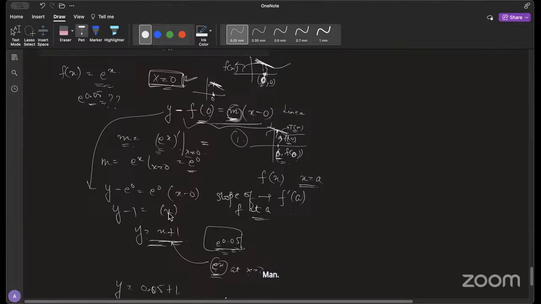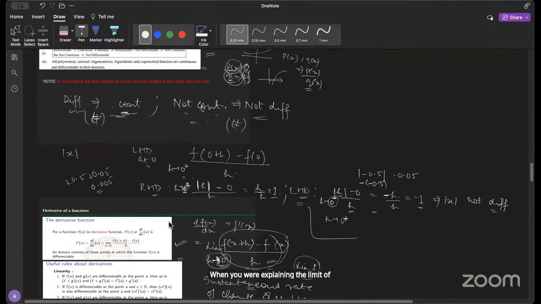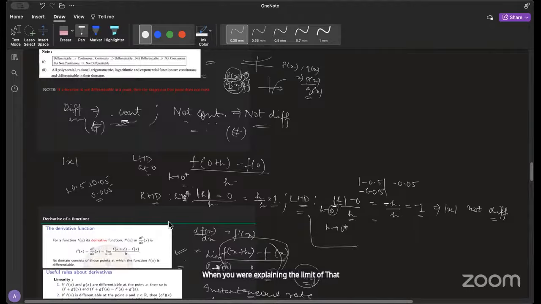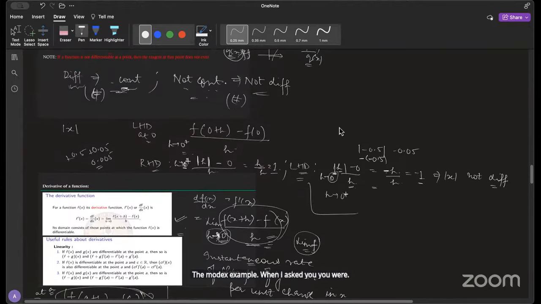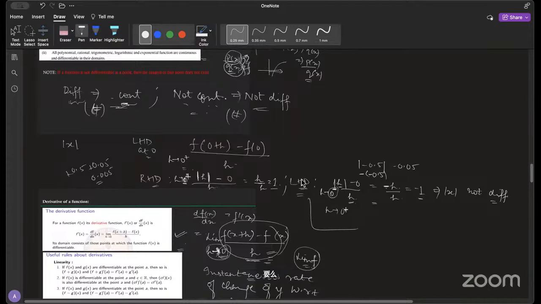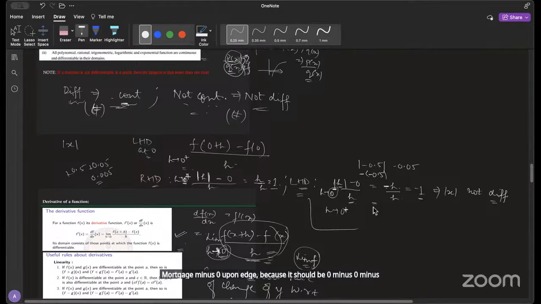Ma'am, there is one doubt. When you were explaining the limits, if you can go a little up, the limit of mod x, the mod x example. I can understand the right hand derivative, it's mod of h minus 0 upon h, but the left hand derivative, I don't get it. Why are we doing mod h minus 0 upon h, because it should be 0 minus mod h upon minus h.